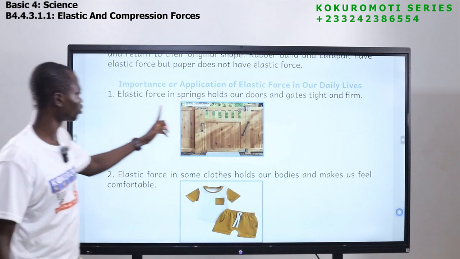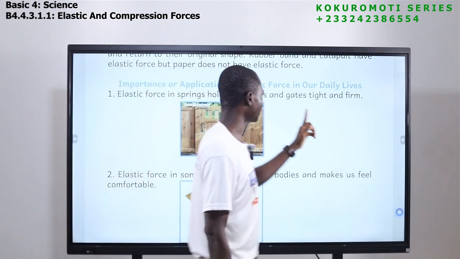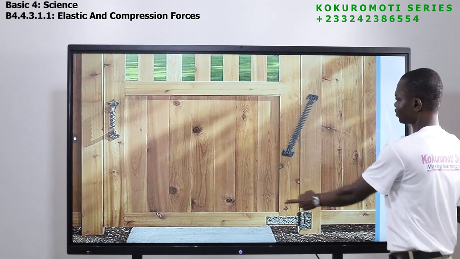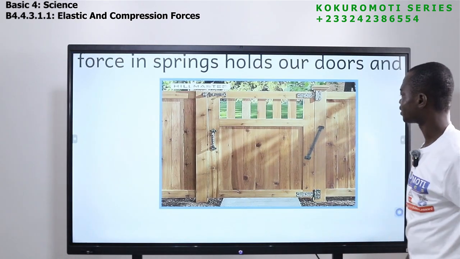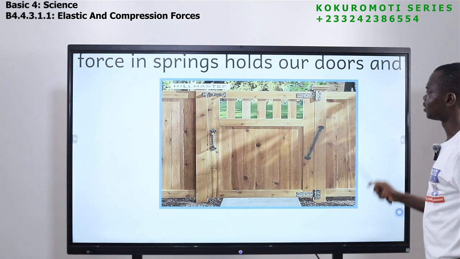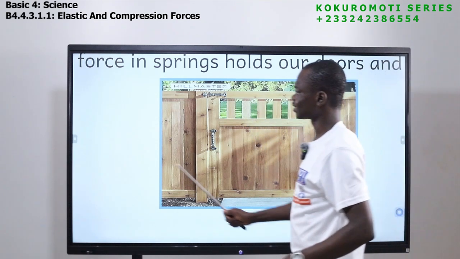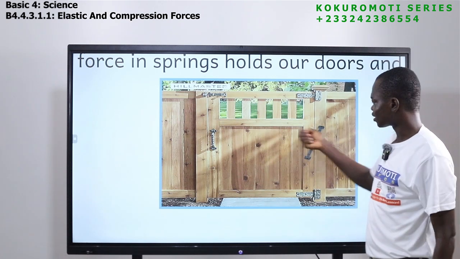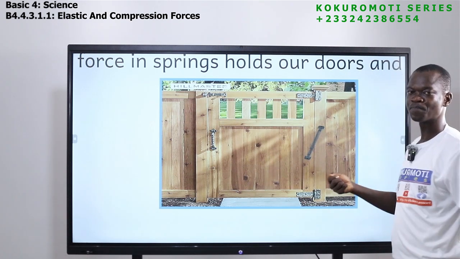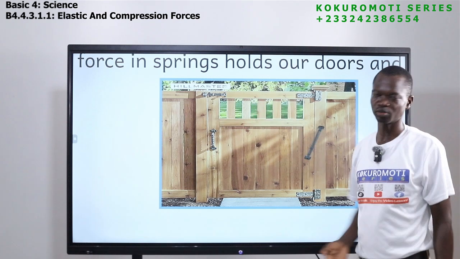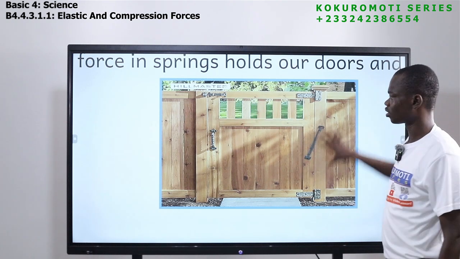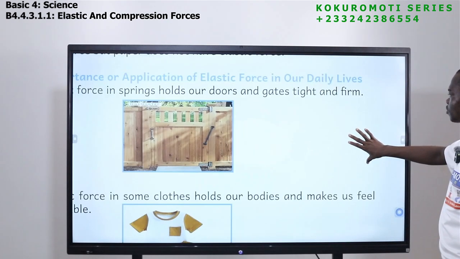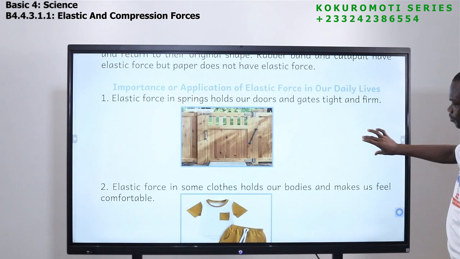So the first one: elastic force in springs holds our doors and gates tight and firm. If you look, this is a gate. Have you seen it? We have a spring here. The spring will help you to open it, and when you open it and you leave it, you see that the spring will pull it back. It brings the door back to its position. So it helps us to hold our doors and gates tight and firm.